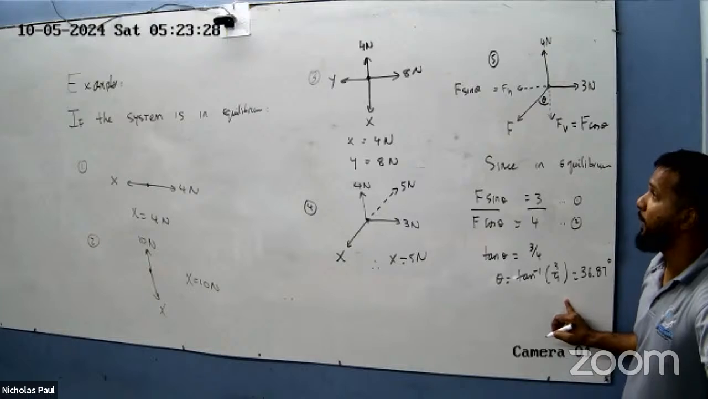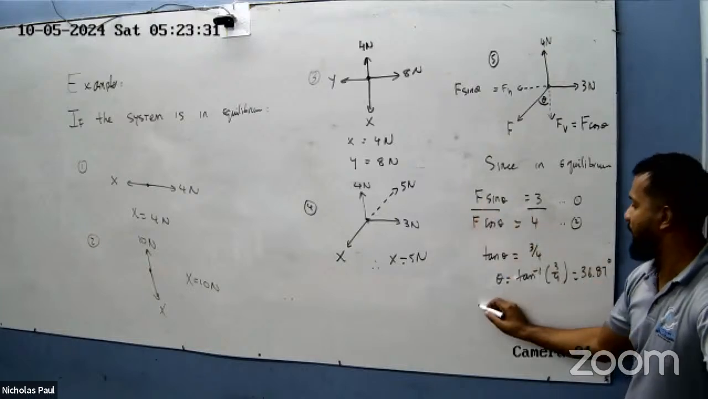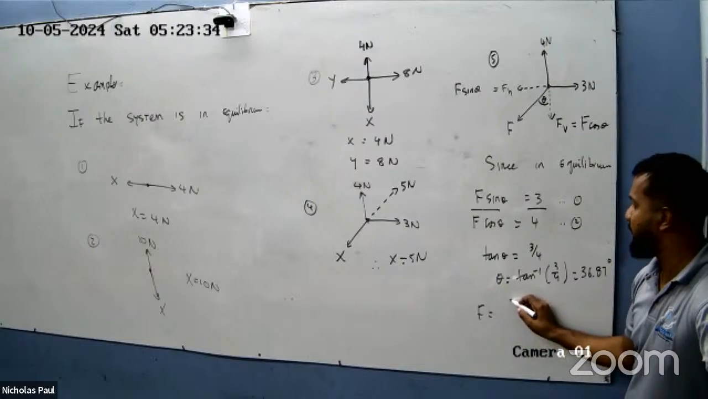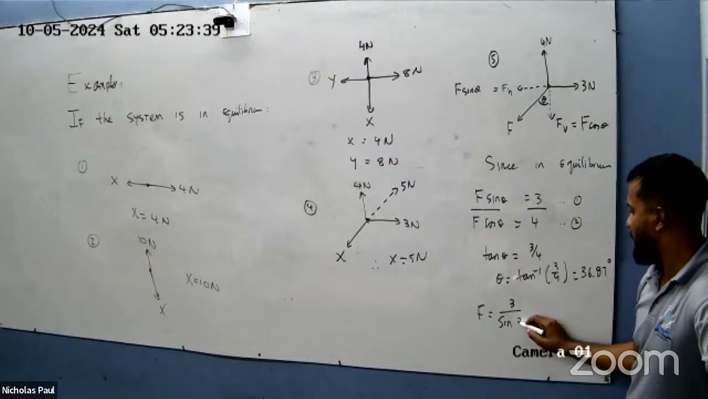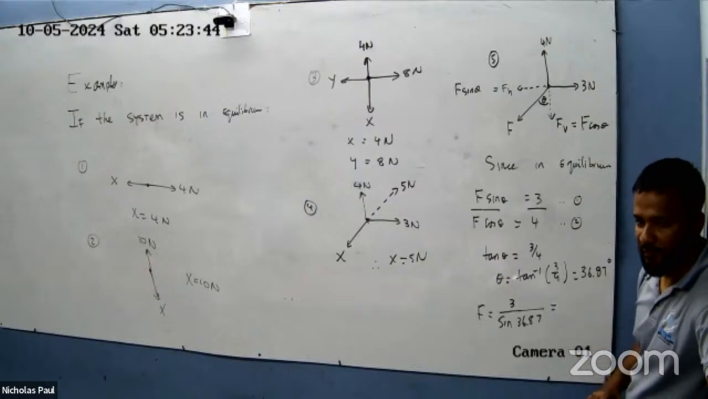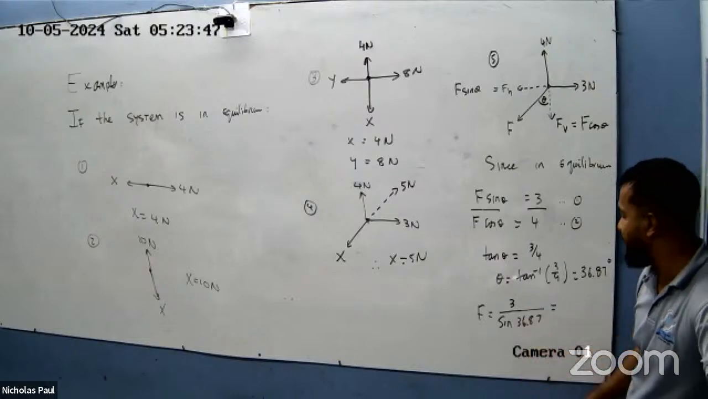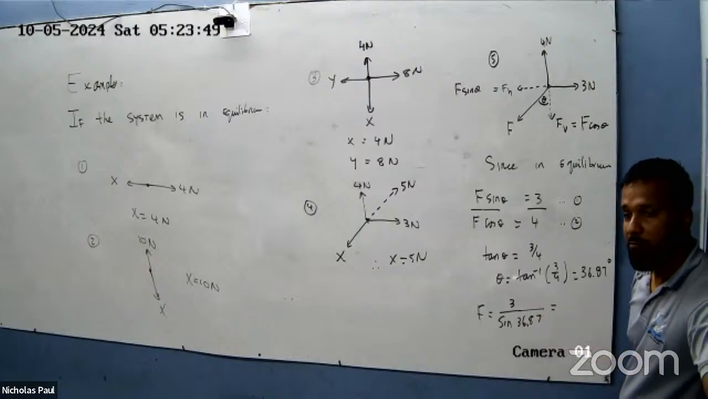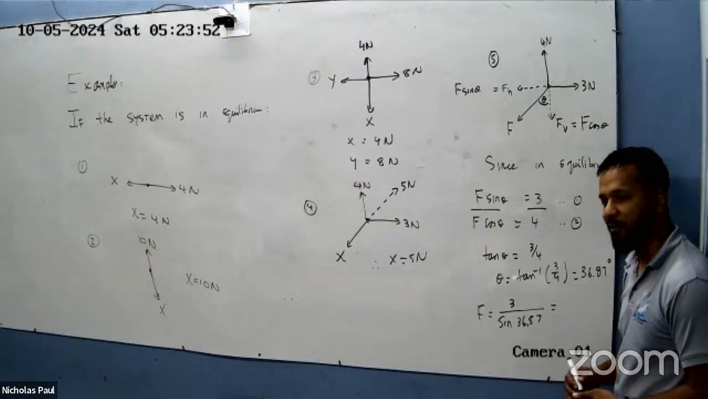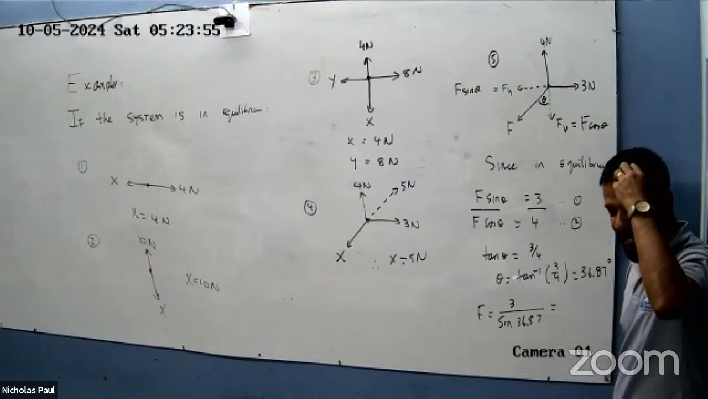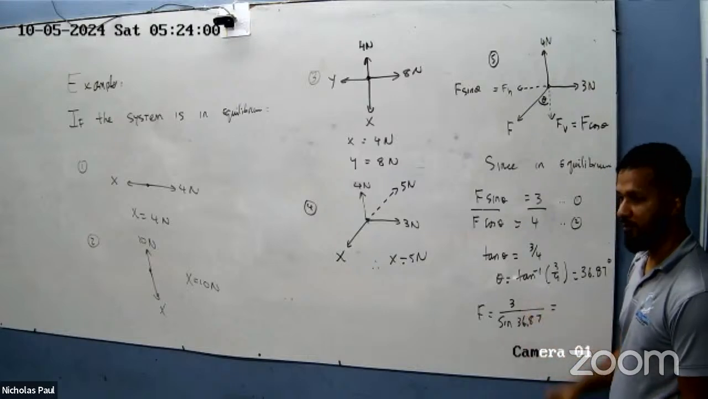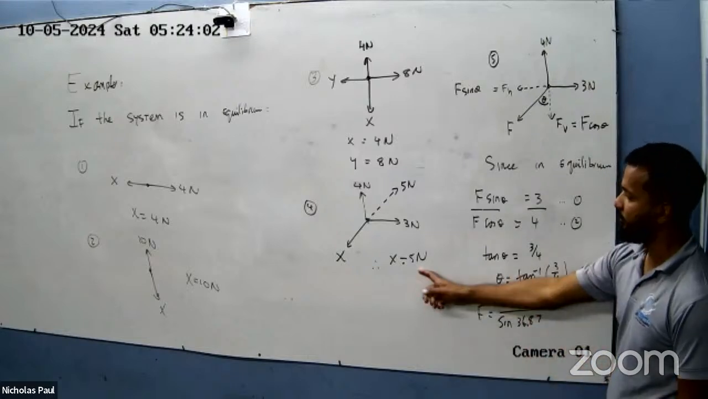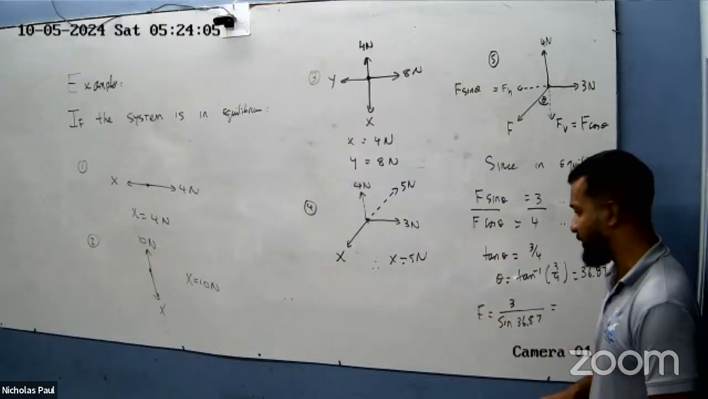All right, online, are you okay there? And then I want you to solve for f, right? F is equal to 3 over sine theta, which is 3 over sine 36.87. How much is that? How much is 3 over sine 36.87? How much, Jacob? Without even working it out, with your head real fast. What is it supposed to be? 5, right? 5.